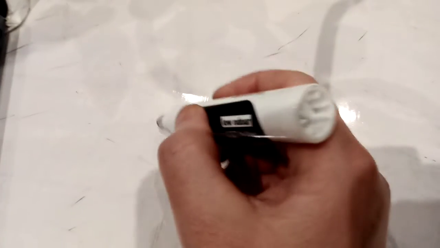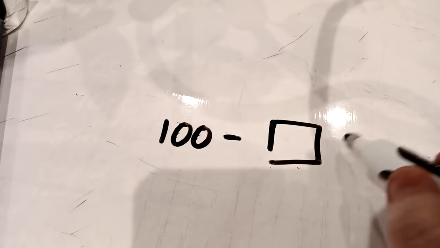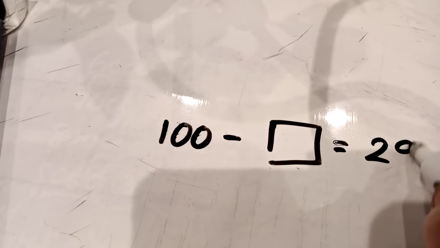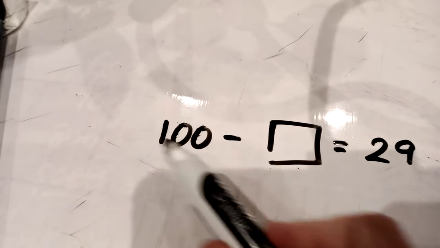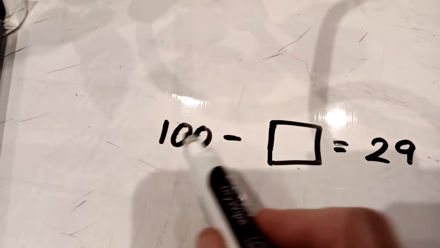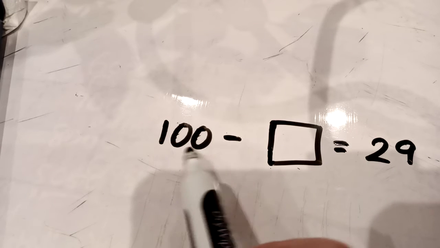Right, guys. Another thing that's a bit tricky on Clic 10 is friends to 100. And they'll give you something like this. They'll give you something like 100 take away something, I don't know, equals 29. And when you see this sort of calculation, you can tell it's a friends to 100 because it's got 100 in it.